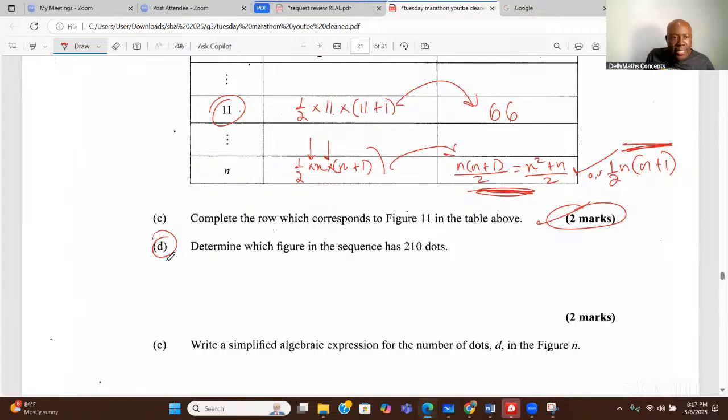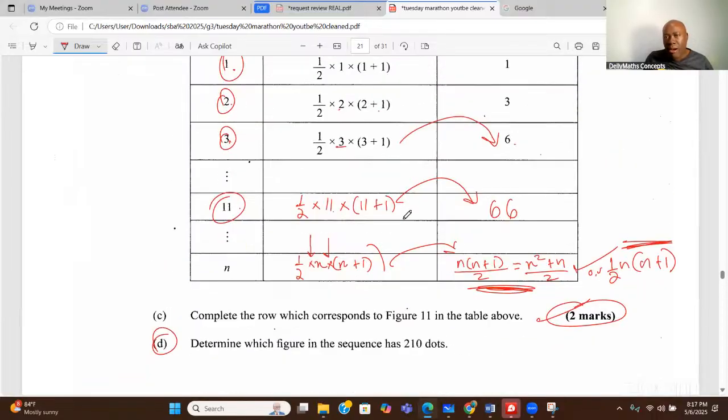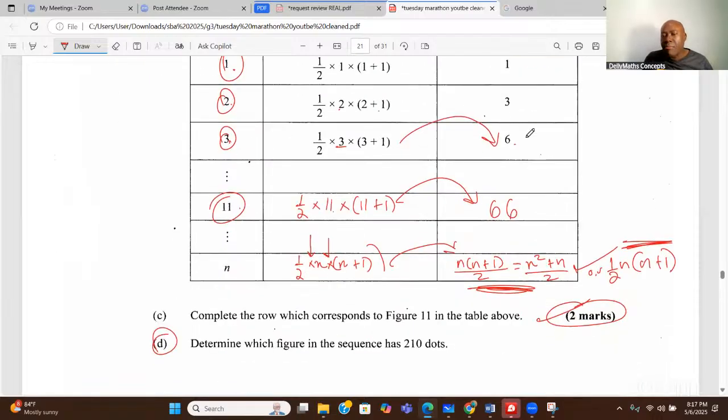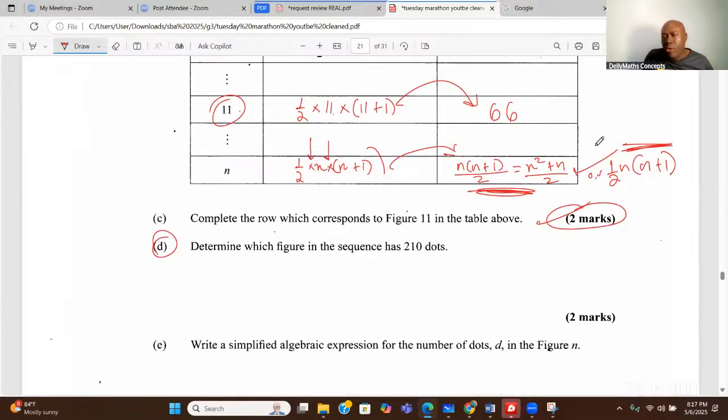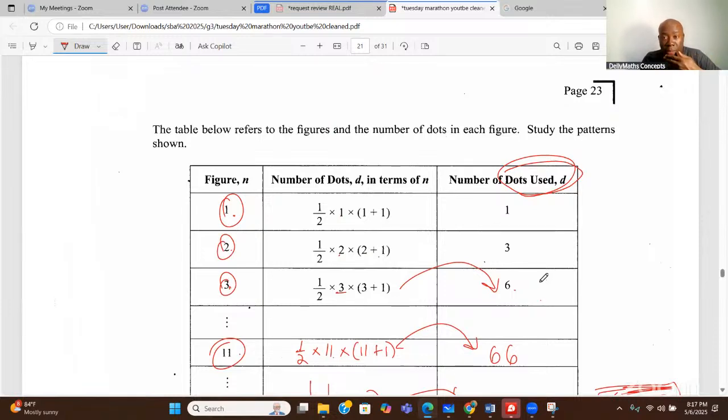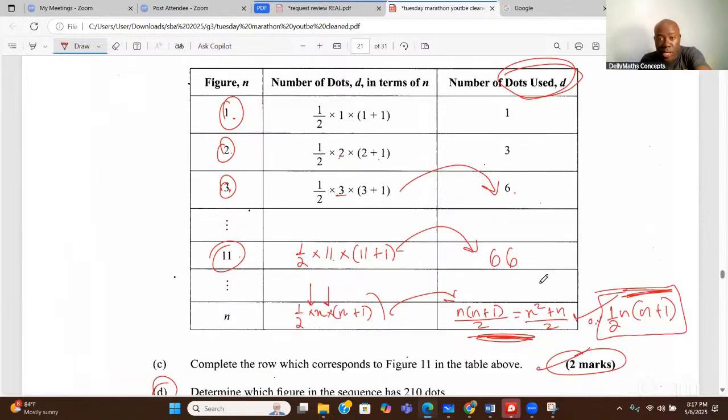All right. Now the D part of the question says, determine which figure in the sequence has 210 dots. Look where the dots are. You remember this pattern thing? Dots are represented by half n. So every time you get a question like this, you have to look back at the column and see what is represented by what. The number of dots used is over here.